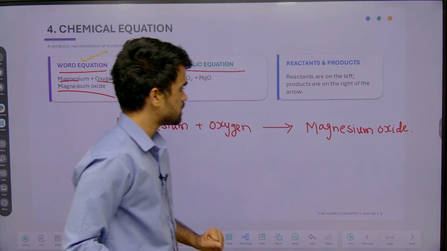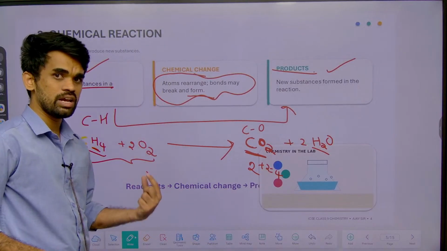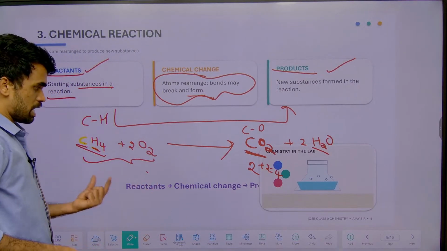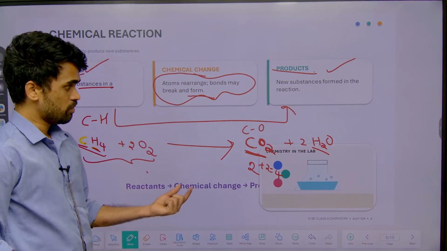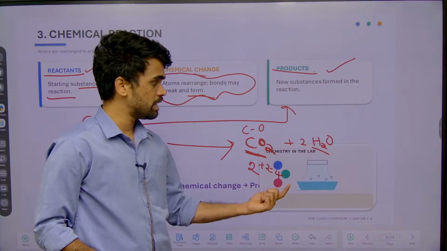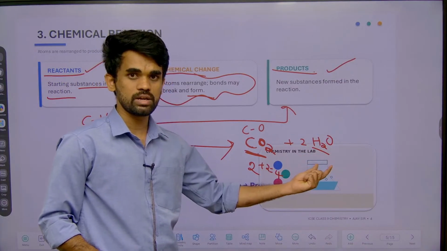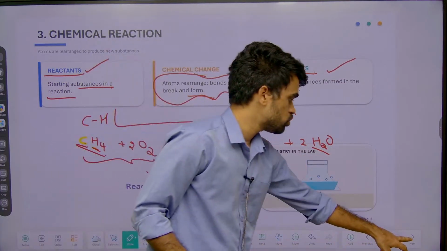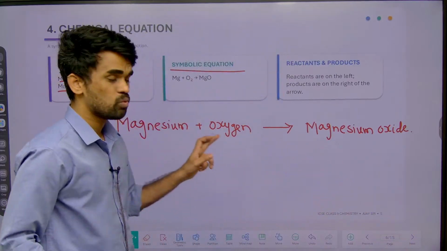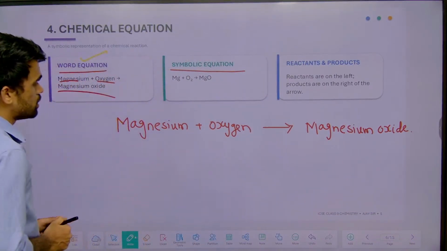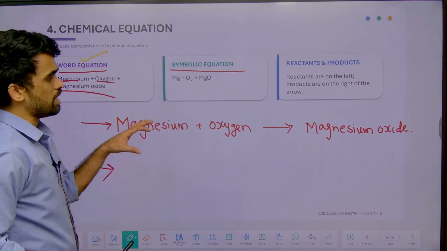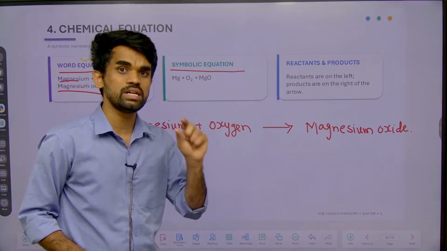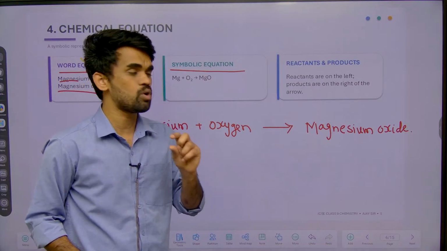In this case, how should we write it? Methane combining with oxygen: methane plus oxygen giving carbon dioxide plus water molecules, like water you should write. So those are called word equations. But when we are going for higher levels, instead of writing these word equations, we prefer symbolic equations.